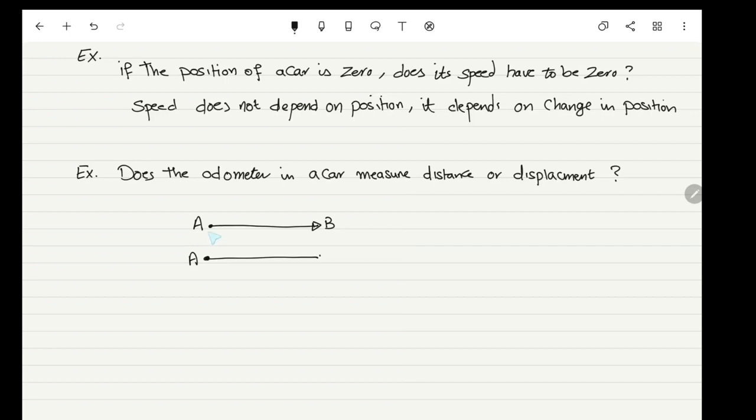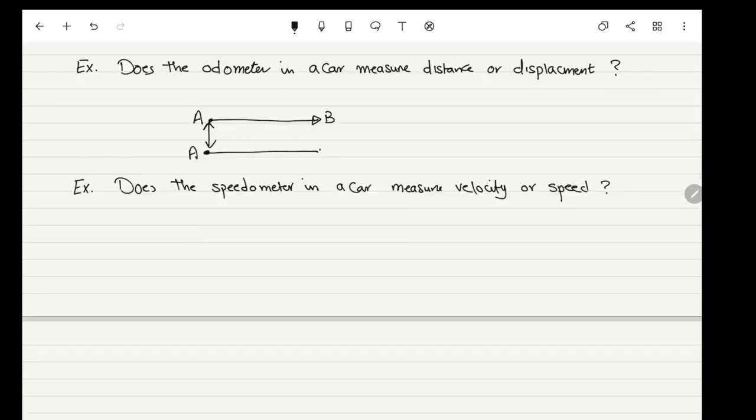Displacement, by the way, here equals 0 because you start from A and you end up with A. The final position is the same as the initial position. Another example, does the speedometer in the car measure a velocity or speed? Obviously, a speedometer in a car measures a speed, not a velocity. Velocity is a vector quantity, which depends on the direction, but the speedometer doesn't care about the direction. It does measure the magnitude of the velocity, which is in this case speed.